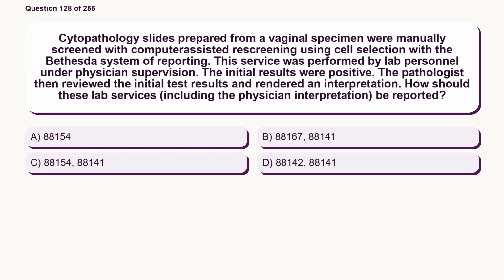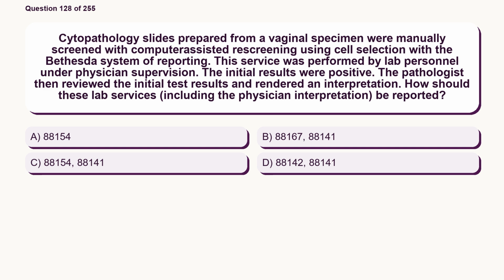Question 128. Cytopathology slides prepared from a vaginal specimen were manually screened with computer-assisted rescreening using cell selection with the Bethesda system of reporting. This service was performed by lab personnel under physician supervision. The initial results were positive. The pathologist then reviewed the initial test results and rendered an interpretation. How should these lab services, including the physician interpretation, be reported?